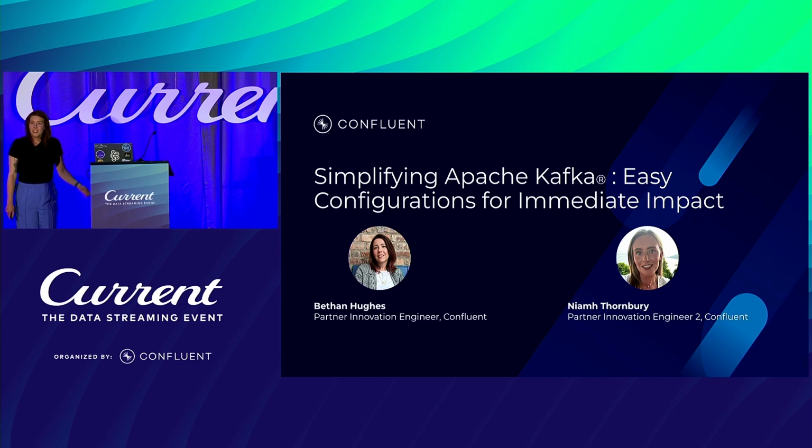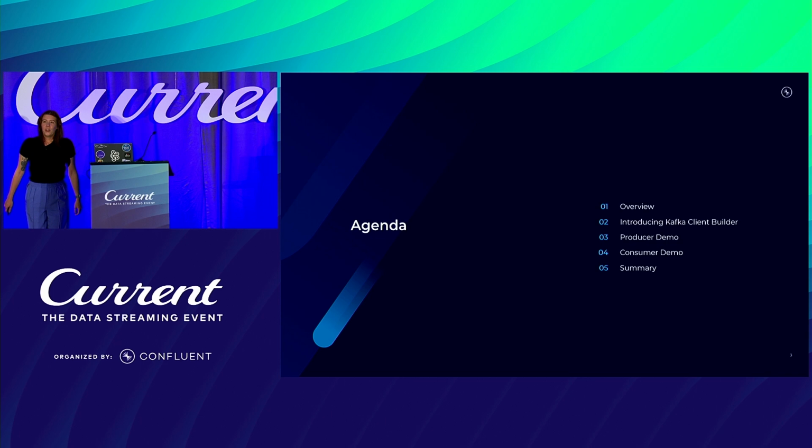And in this session, we're going to talk a bit about simplifying Apache Kafka through our configurations for producer and consumer, our client applications. So, first of all, I'm going to do a basic overview on client applications and then introduce the Kafka Client Builder library that we've been working on to simplify those configurations. Niamh's going to take us through that in a bit more detail with some demos of our producers and consumers in action. And then hopefully we'll have time for questions at the end.